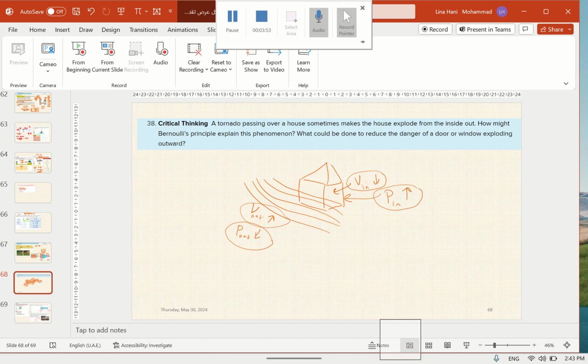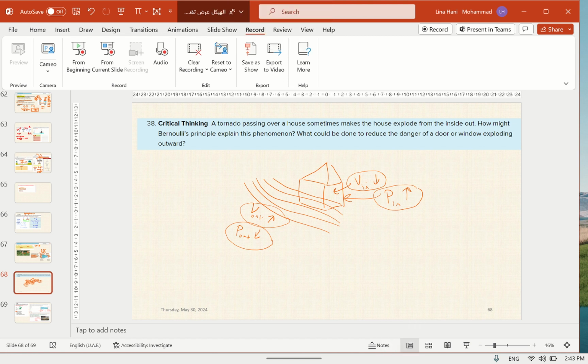Now, because of this variation of pressure, the air inside the house would be pressuring the walls outward. If there is a window or a wall that is fragile, the pressure from inside the house will cause these doors or windows to explode, because the pressure inside the house is bigger than the outside. So it will apply a force on the inner walls of the house, making it explode.